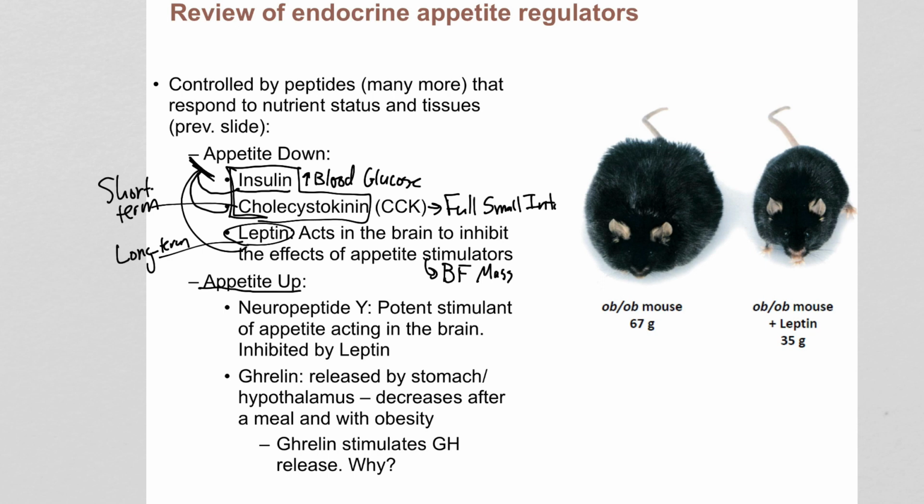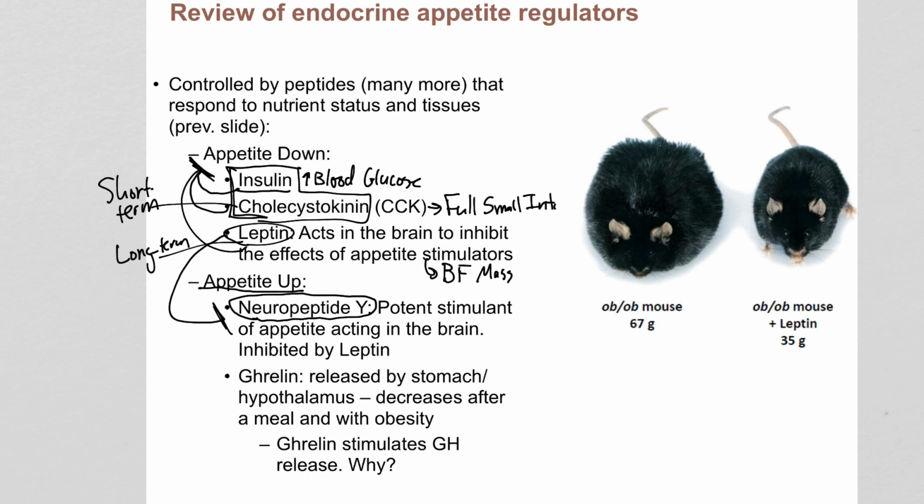On the appetite stimulator side, neuropeptide Y is a peptide that's released in the brain that is a very potent stimulator of appetite. This is what's actually happening in the brain and the hypothalamus to make a person feel hungry. And interestingly, these appetite suppressors like leptin, all they really do is inhibit neuropeptide Y. That's how they have their effect of turning appetite down.